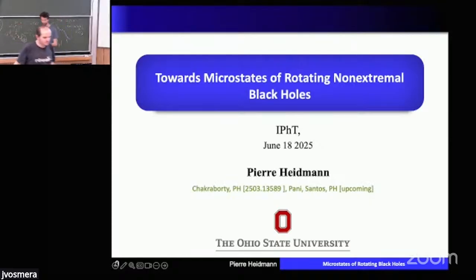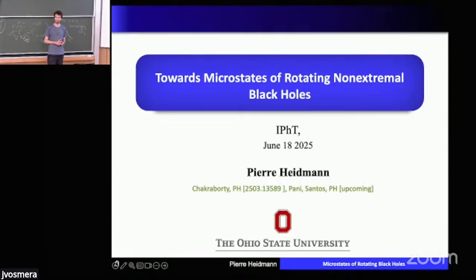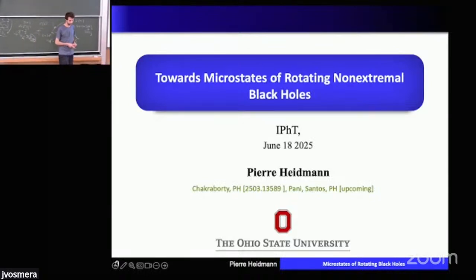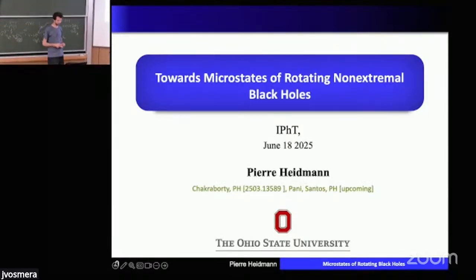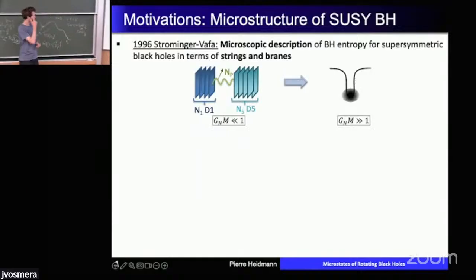Okay, thank you very much. Very happy to be here. It's been 2 months, so it's cool to have a one-talk opportunity. Thank you for that. So as I said, we will discuss a bit of how to build rotating microstates of non-extremal black holes. It will be a bit technical because it's still kind of work in progress, and we'll see where we are today. So the usual slide to start with.